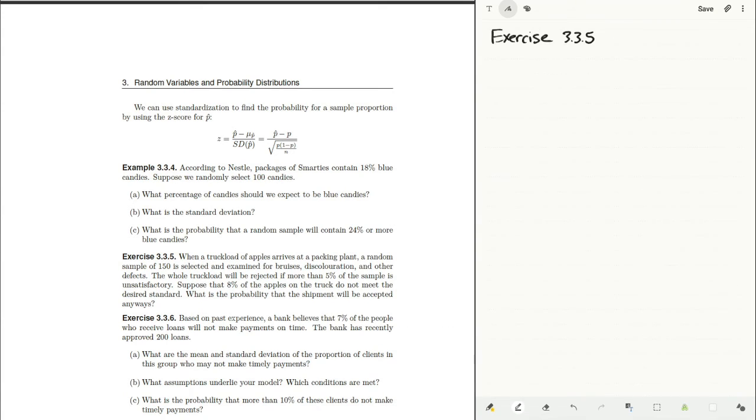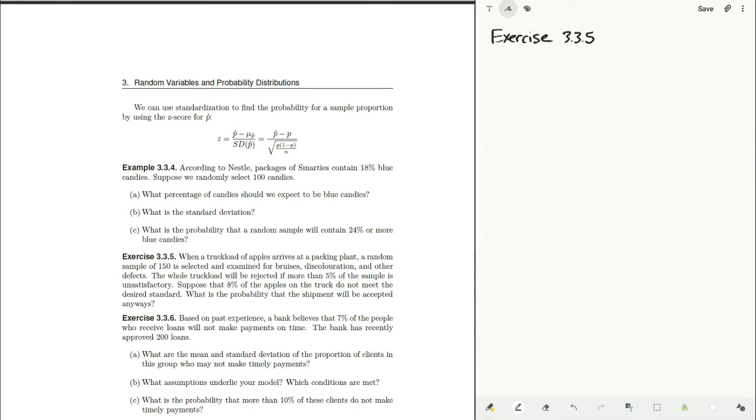Now let's take a look at the next example. When a truckload of apples arrives at a packing plant, a random sample of 150 is selected and examined for bruises, discoloration, and other defects. The whole truckload will be rejected if more than 5% of the sample is unsatisfactory. So let's suppose that 8% of the apples on the truck do not meet the desired standard. So what is the probability that this shipment will be accepted anyways?